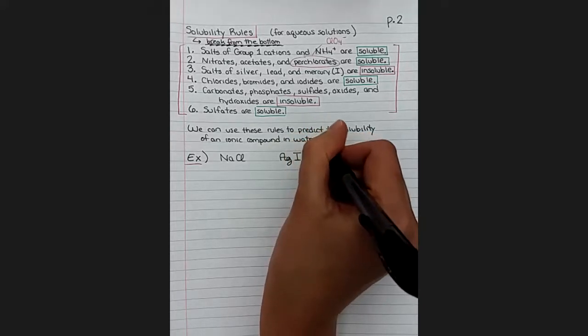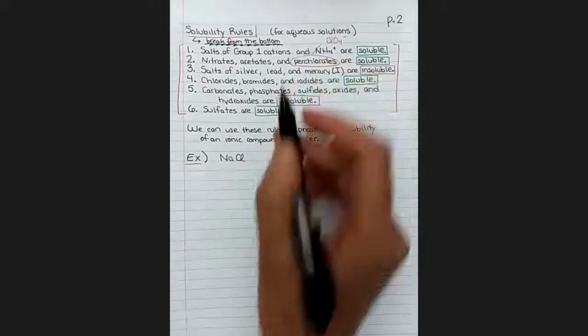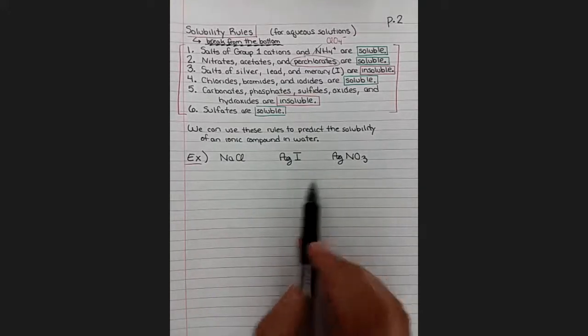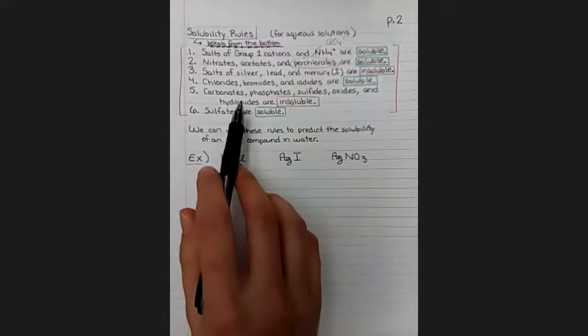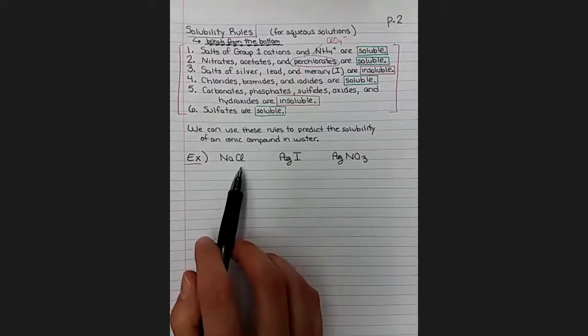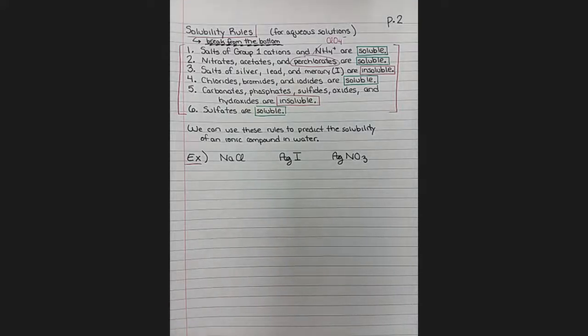Because these solubility rules are specifically only for aqueous solutions. So let's do a couple of examples. I've got 3 molecules written here, and let's identify which rule in the list refers to each of the different ions, and then we'll predict whether the compounds are soluble or not.